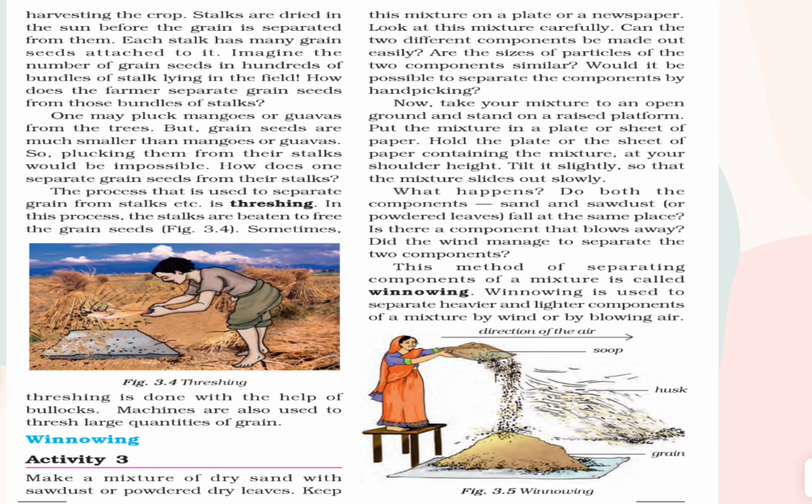What happens? Do both the components, sand and sawdust or powdered leaves, fall at the same place? Is there a component that blows away? Did the wind manage to separate the two components? This method of separating components of a mixture is called winnowing. Winnowing is used to separate heavier and lighter components of a mixture by wind or by blowing air.